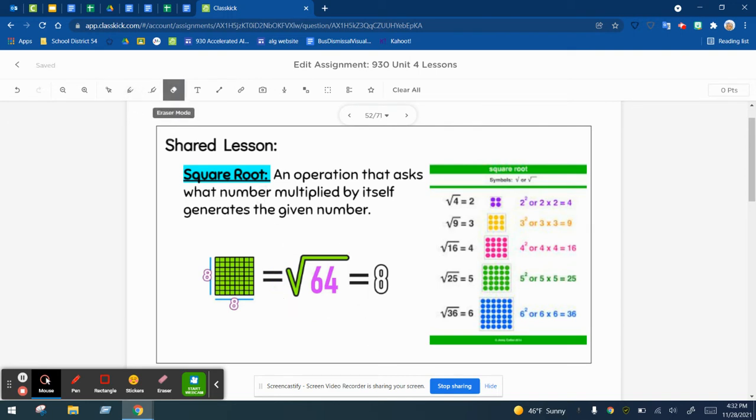So if I go over here, I have some more examples. Square root of 4 is 2 because 2 times 2 is 4. Square root of 9 is 3. Square root of 16 is 4. So on and so on. So you can see here with these visual representations that those numbers are perfect squares, okay? So that's because it's like an 8 by 8 square.